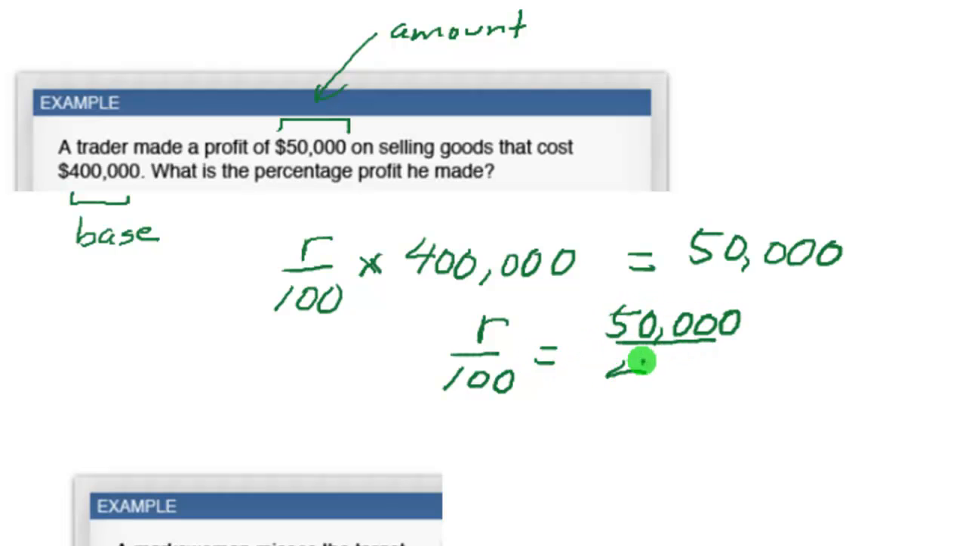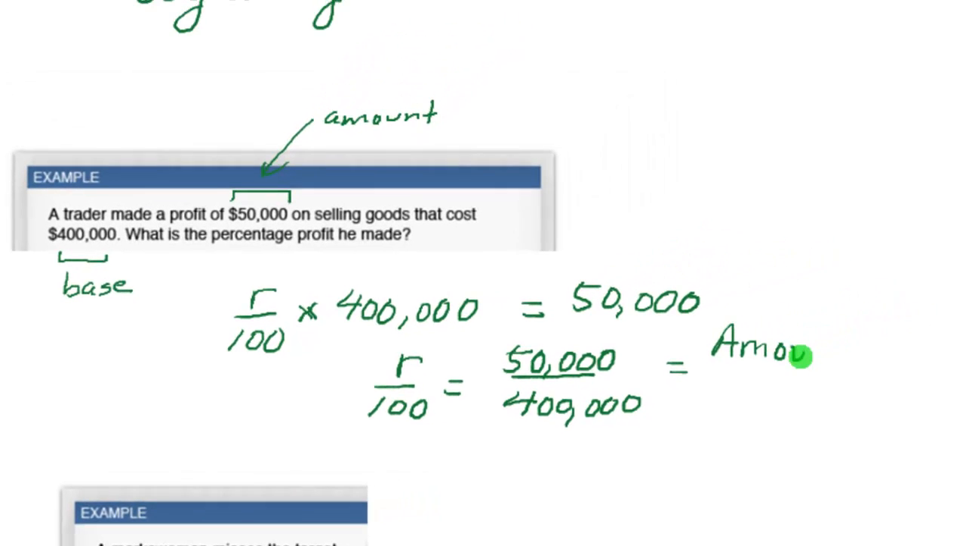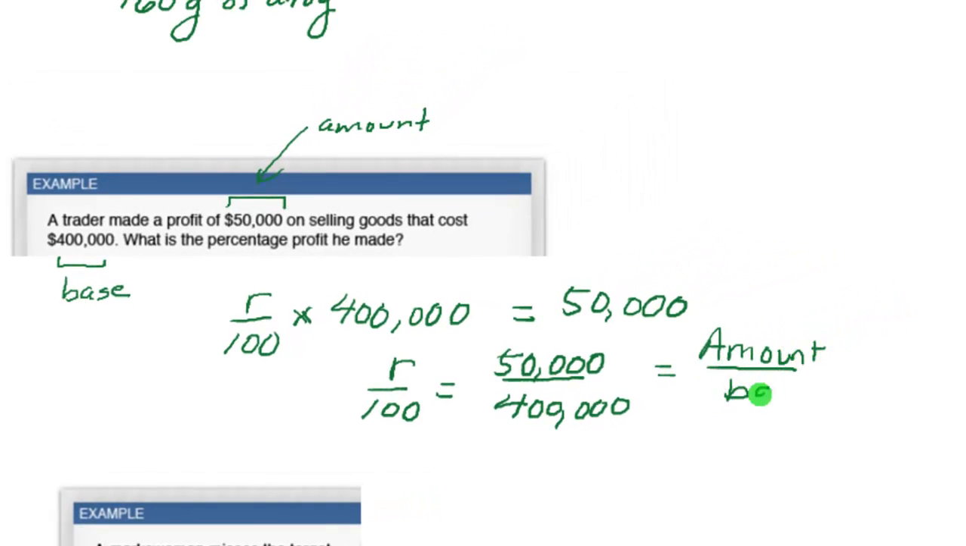So rate over 100 equals 50,000 divided by 400,000. So this is the same as your equation in your reading that says amount divided by base. Okay, and so again we've got a bunch of zeros here that we can reduce, so let's do that. Then we've got 5 over 40, and 5 goes into 40 8 times, so you have rate over 100 equals 1 eighth, okay? And now we're going to take that 100 and multiply it. It's got to come over to this side so it gets multiplied.